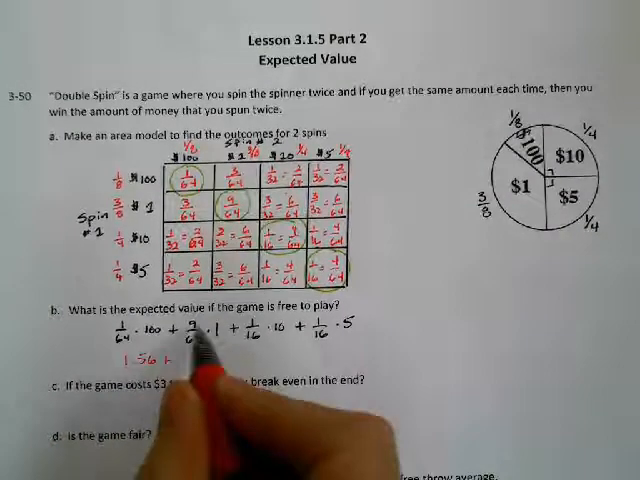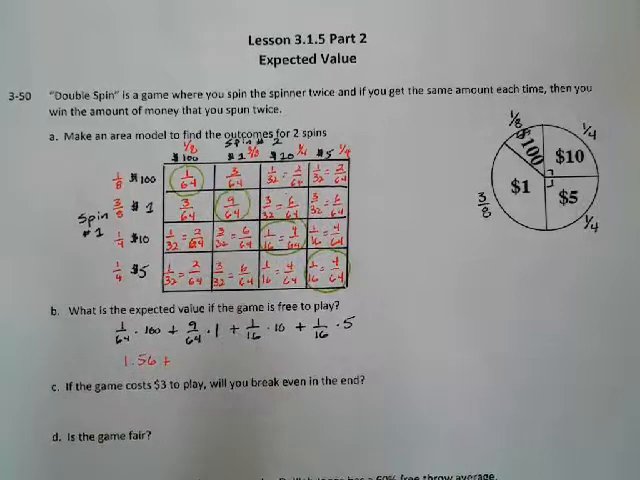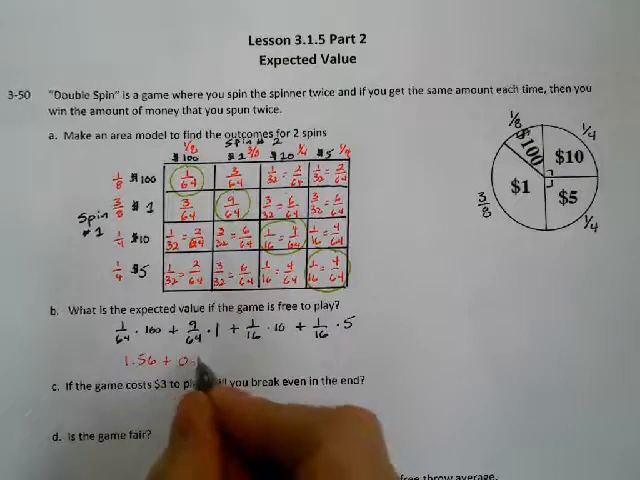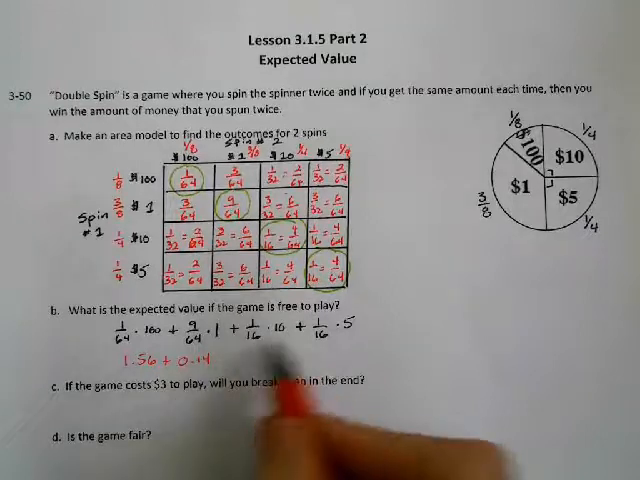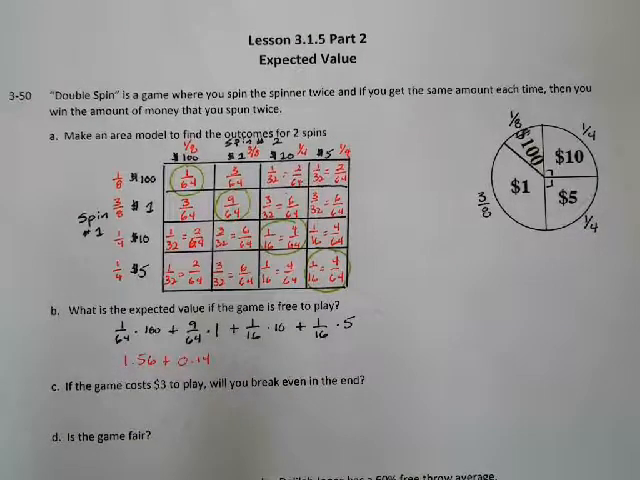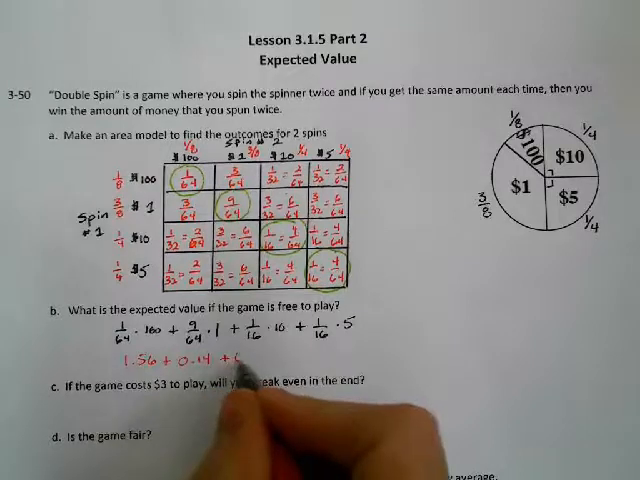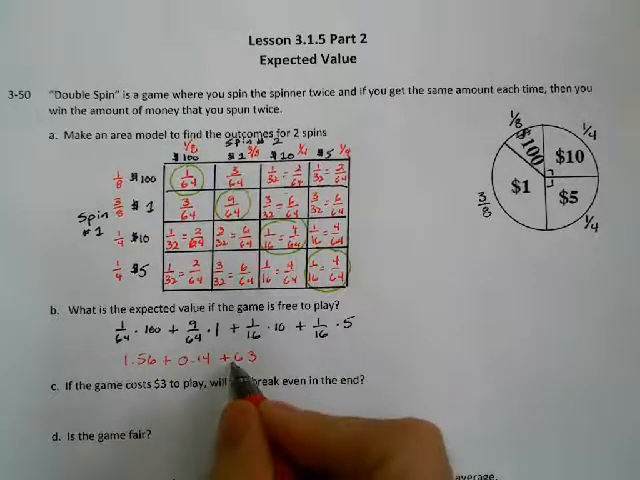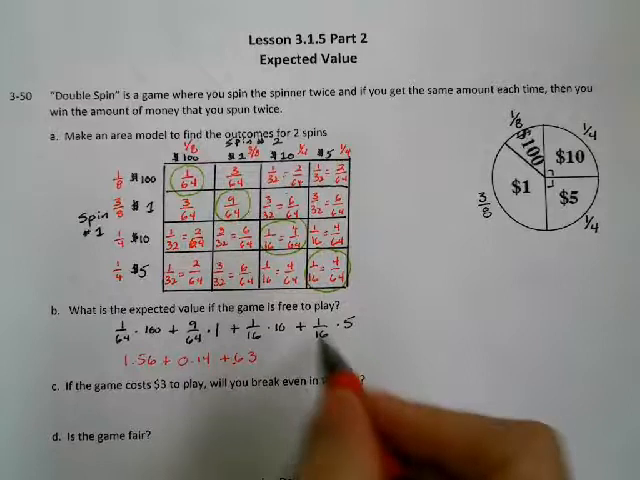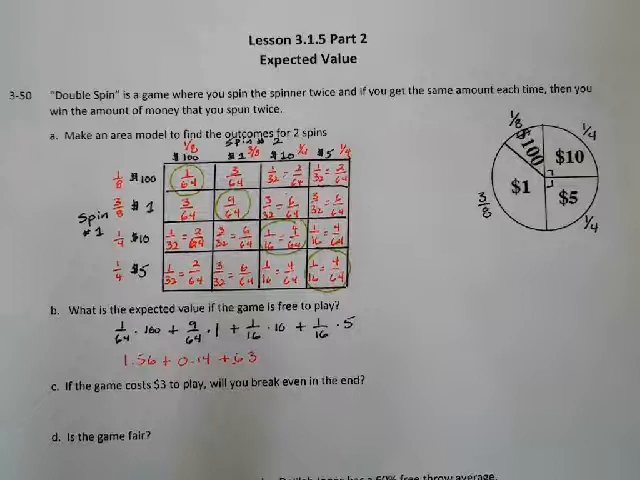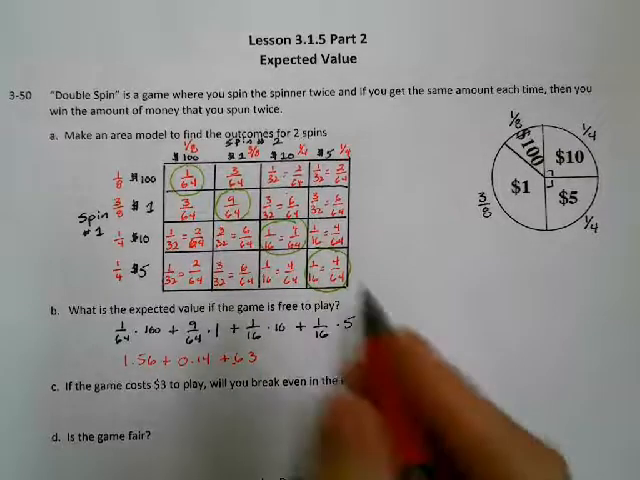Now 9/64 times 1 is 9 over 64, so 9 divided by 64. That's going to net me 14 cents. 1/16 of the time, I'm getting $10. So 10 divided by 16 ends up being, I'm going to round that to 0.63, sorry. And then this is 5 over 16, so it should be half of that. 5 divided by 16, it's 0.3125. I'm going to round that to 0.31.